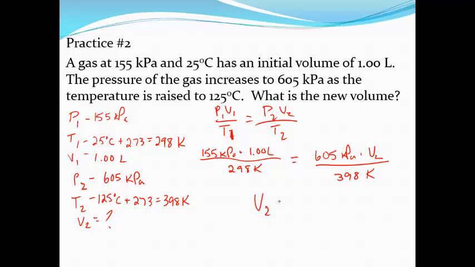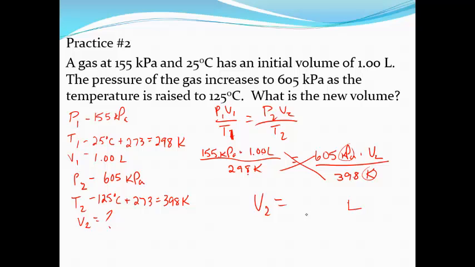If you just want to say volume 2 equals this number and unit, you would be perfectly fine in doing so. But if you cross multiply, you're going to take 155 times 1 times 398, and you're going to divide by 298, and you're going to divide by 605, and then V2 would be by itself. Now if you do all of that, your units are going to cancel except for the volume unit, because you notice you have kilopascals and kelvins on both sides, so they're going to cancel, and liters is the only unit that doesn't have anything to cancel with it.